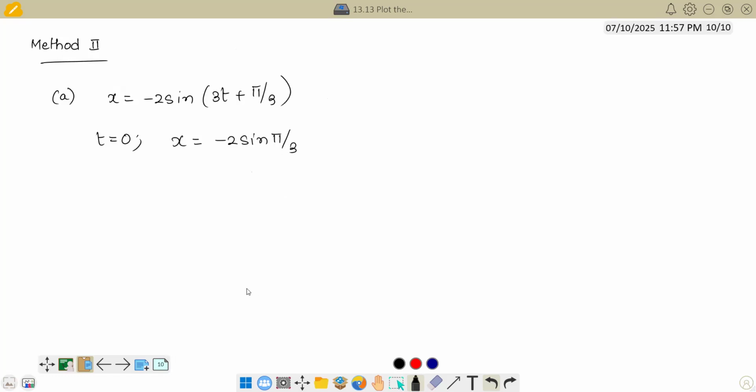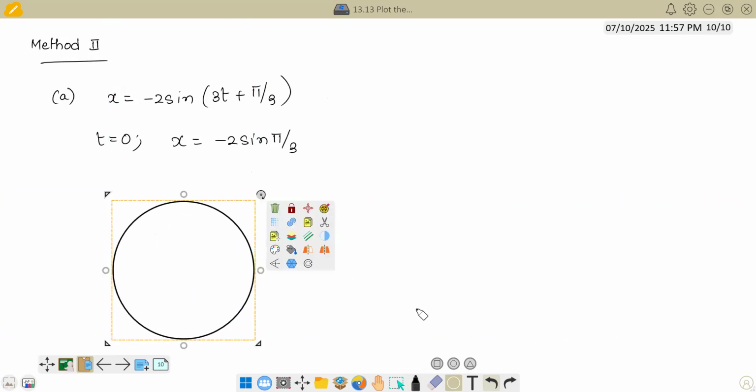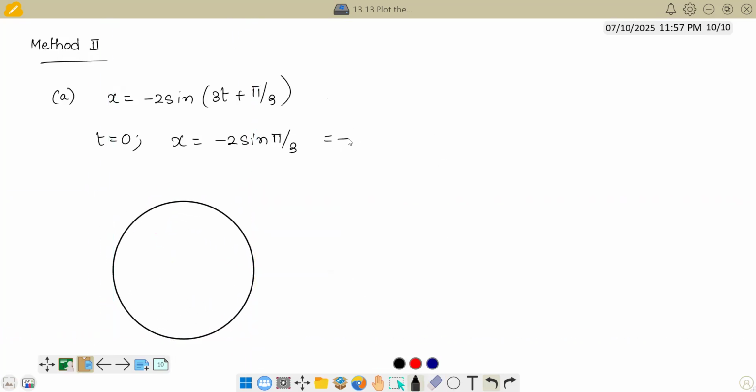Okay, if it is minus 2 sin pi by 3, so if you draw it on a circle, it will be on the negative side. So you will get this as minus root 3. Minus root 3 means it should be on the negative side. Since the amplitude is 2, and since it is minus root 3, it will be somewhere here, because this is taken as 0, 0. So this is my x, this is my y. So minus root 3 means somewhere here.